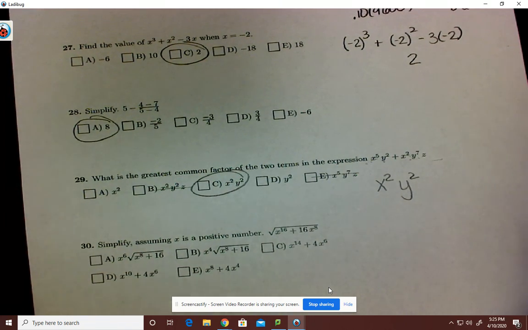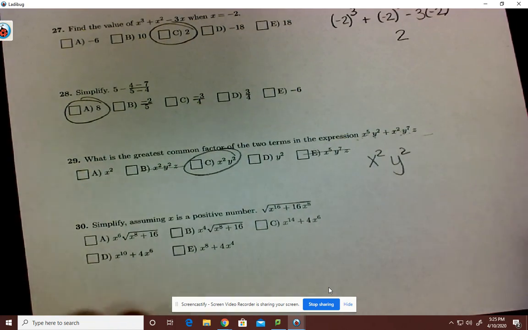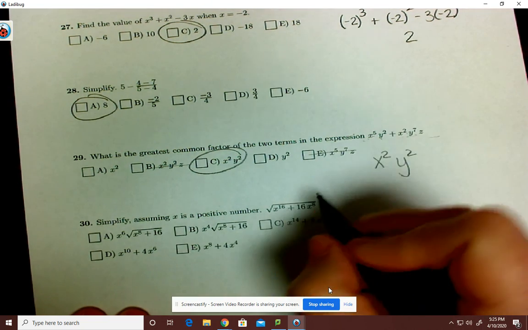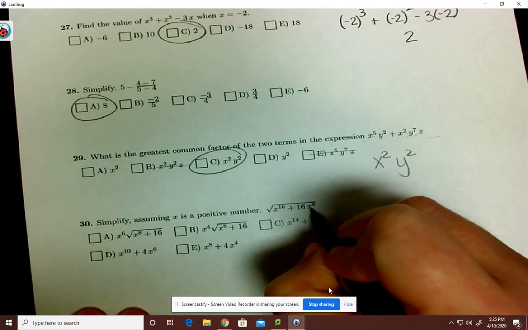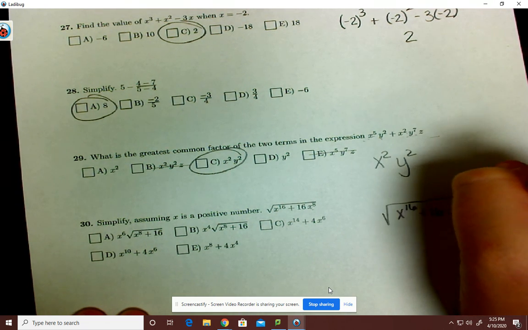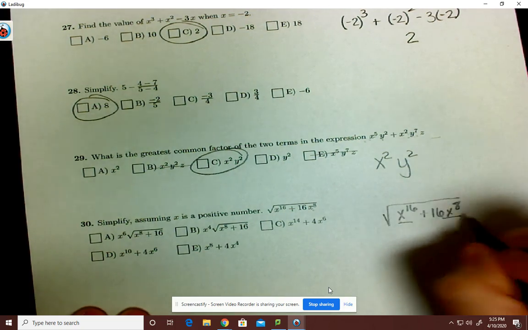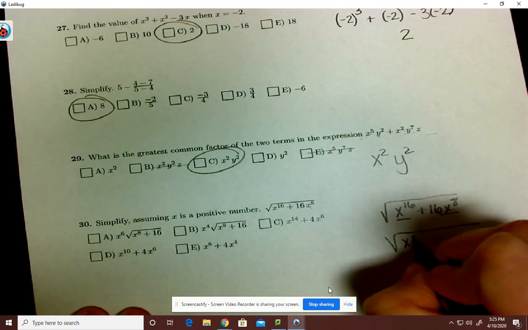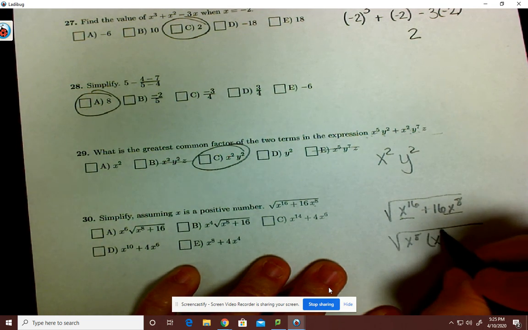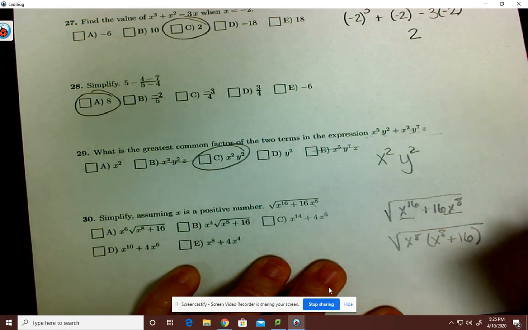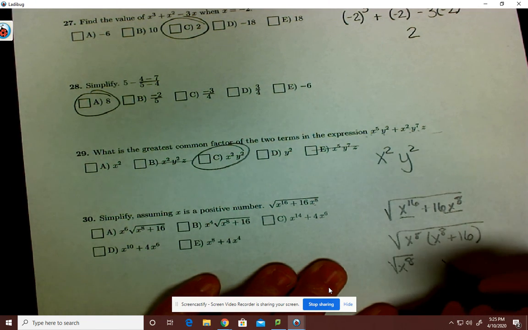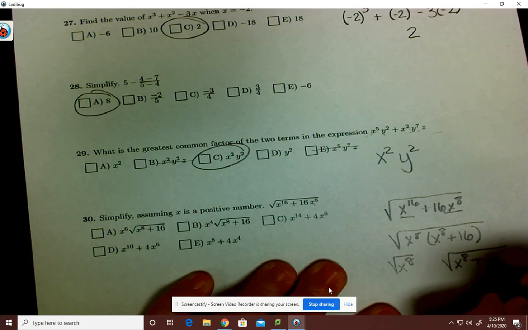All right, now 30 is a really tricky one. You could plug in numbers to see what's the same, but what they aren't telling you to do is that you have to factor this first. So if we want a GCF here, the GCF of x to the 16th and x to the 8th is x to the 8th. And when you factor it out, you'll have 8 x's left here and no x's left here. And then you can separate this into the square root of x to the 8th and the square root of x to the 8th plus 16.